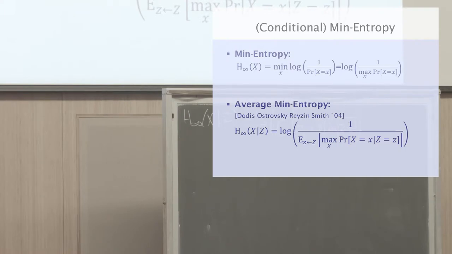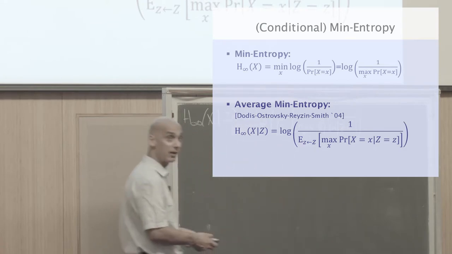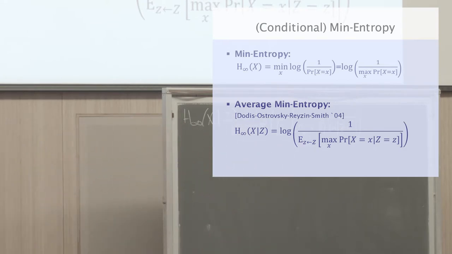There's not one universally agreed upon definition of conditional min entropy. There are a number of different ways one might think of defining it, but this one is quite useful and appealing, and we'll see why. So here you do take an average over Z, but very importantly, we take the average not outside the logarithm, but in the denominator, inside the logarithm. So we take the expectation over Z of the maximum probability mass of X conditioned on Z.